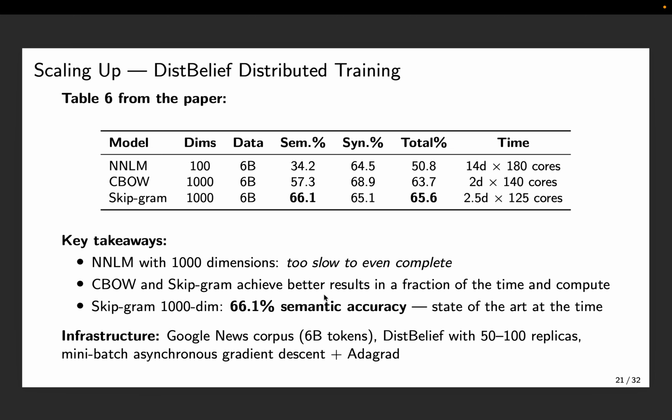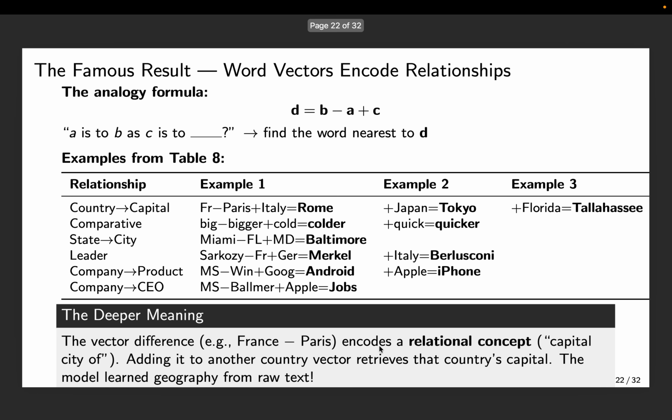As for the training details, this DistBelief framework runs 50 to 100 model replicas in parallel, and each replica processes the data and sends gradient updates to a central parameter server. This uses the AdaGrad adaptive learning rate optimizer, with mini-batch asynchronous gradient descent. This is the kind of large scale infrastructure that made Google such a powerhouse in NLP research at this time. So now moving to the next slide, the magic vector arithmetic.